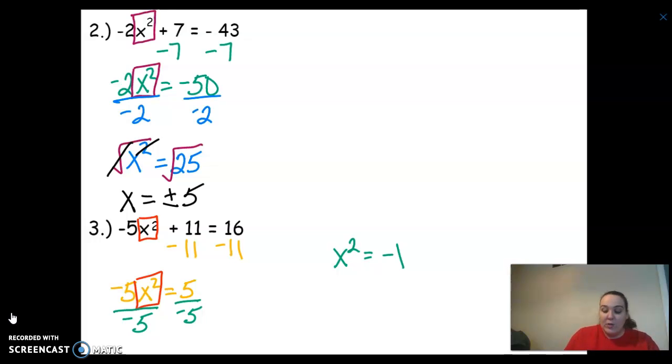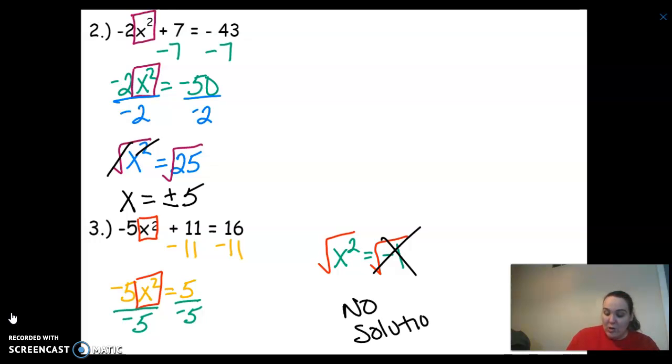Now, here's something that's tricky. If I try to square root both sides right now, and if you have a calculator handy, you're going to try to square root negative 1. What times itself 2 times is negative 1? Absolutely nothing. We cannot square root a negative. This over here cannot happen. So what we do when we square root a negative is we say there is no, and I'm going to be specific, there is no real solution. We are not going to get into what type of solution it is in this class, but there is no real solution.